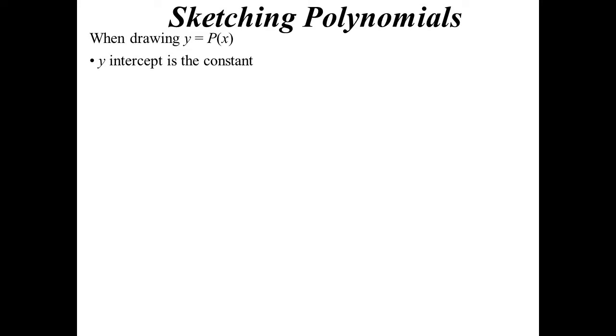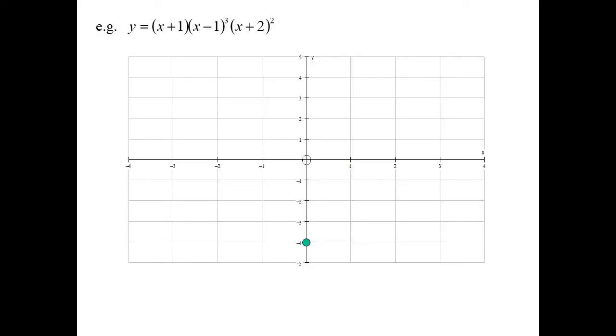whatever the constant is. So if I was to sketch this polynomial, which has been factorised, of course I don't have to expand the whole thing out, because all I'm looking for is the constant number. So I just multiply the constants. 1 times -1 cubed times 2 squared, that'll be -4. All right, so let's plot that one in.